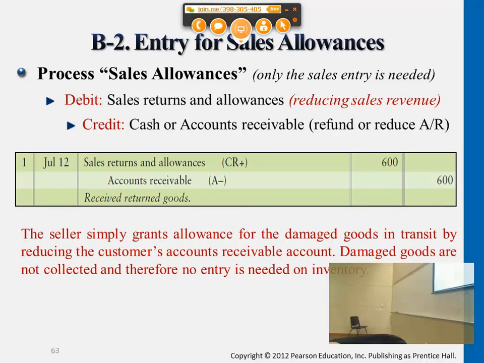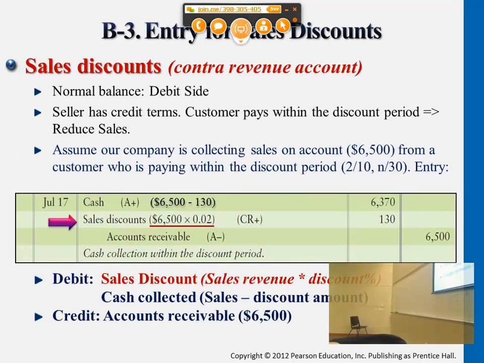After this, once the customer reaches the day they will pay you back the amount for the goods they purchased from you earlier, if this is within the discount period, we also take care of the amount of discount under another contra revenue account called sales discount. Sales discount, just like returns and allowances, has a normal balance on the debit side, just because both of them reduce sales revenue.